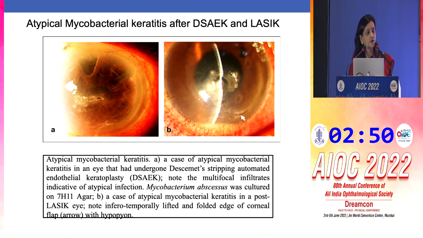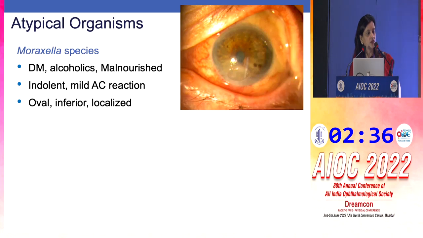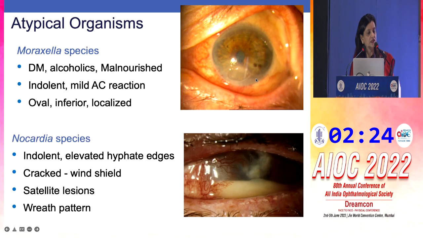Atypical mycobacteria keratitis can also occur, and the picture is classically like this. Again, it tends to have a cracked windshield-like appearance and has multifocal infiltrates, as is shown here. Then Moraxella is classically inferior, is oval, hardly any AC reaction, and seen in diabetics, alcoholics, and malnourished, and is generally indolent in nature.